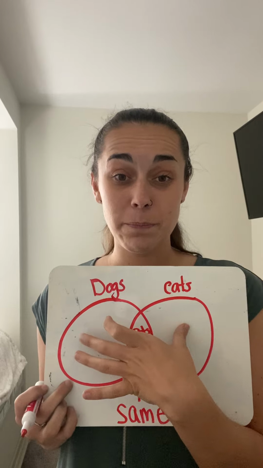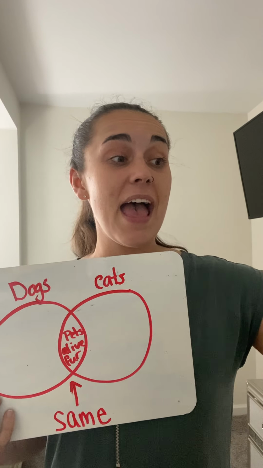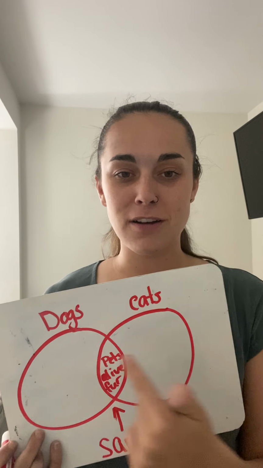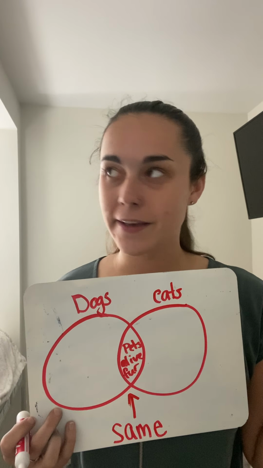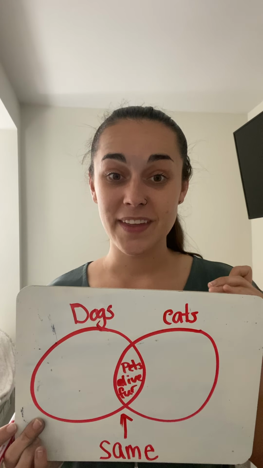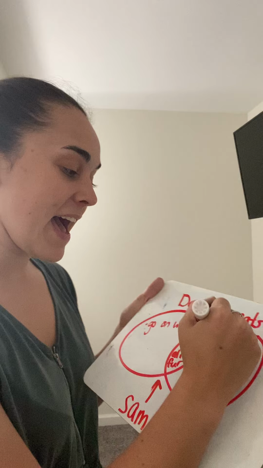Now we're going to contrast them, and we need to figure out what's different. So how are dogs different than cats? Let's think. Dogs go on walks, right? Do cats go on a lot of walks? What do cats like to do? Instead of going on walks, cats like to take naps, right?